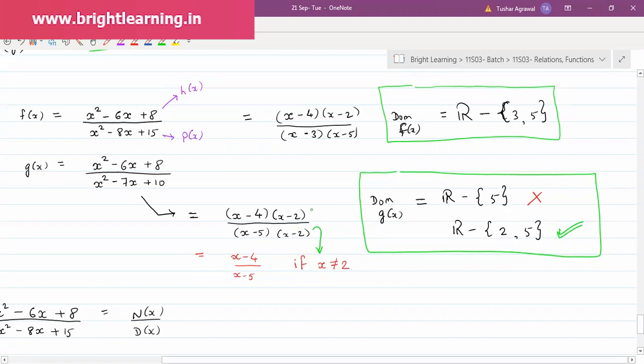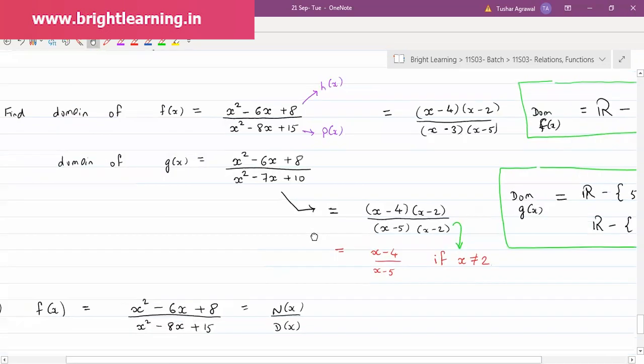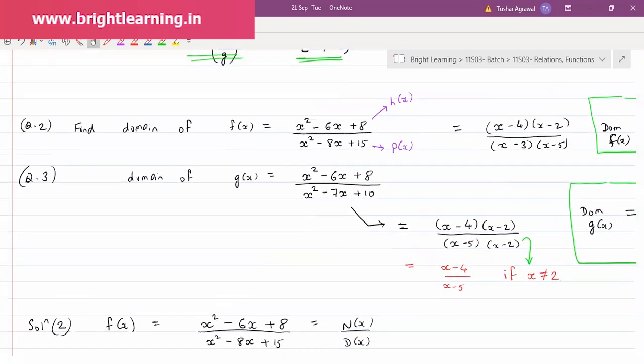Is the second sum also clear? Yes, sir. Okay. So here the functions and relations chapter is over. Try the questions from the NCERT, and in the next class we will start with complex numbers. Okay, sir.